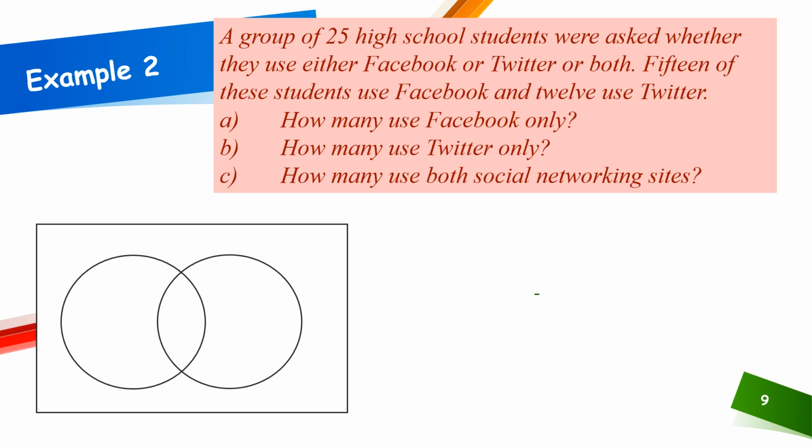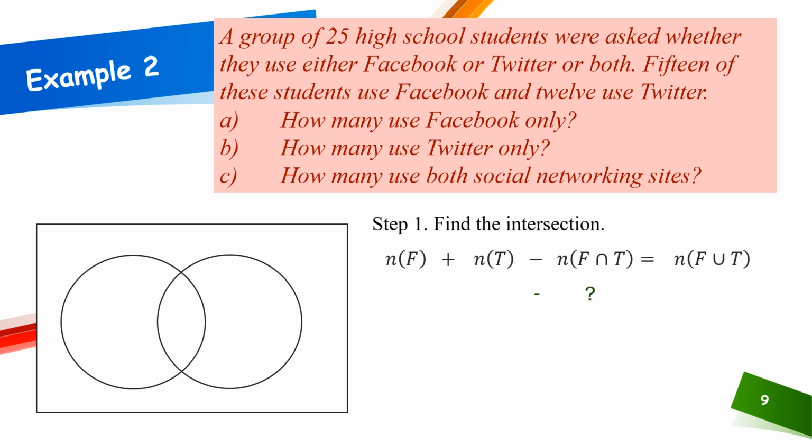Sa pagsosolve ng word problem involving union and intersection of 2 sets, uunahin lagi natin ang pagkuha ng intersection. So based on the given, there are 25 students. 15 of them use Facebook. 12 use Twitter. Now, if we're going to add, there are 27 students. So ilan ang sobra? 2 students.